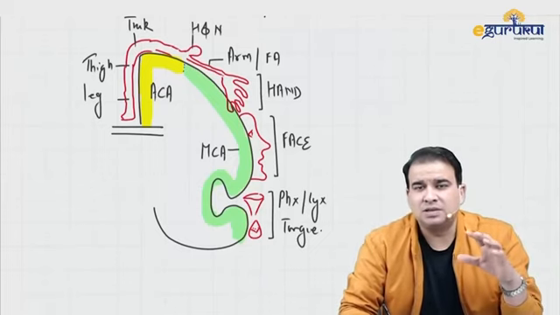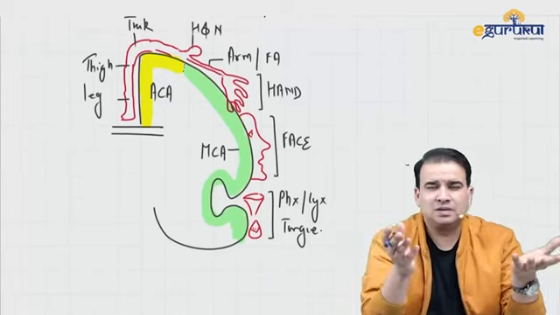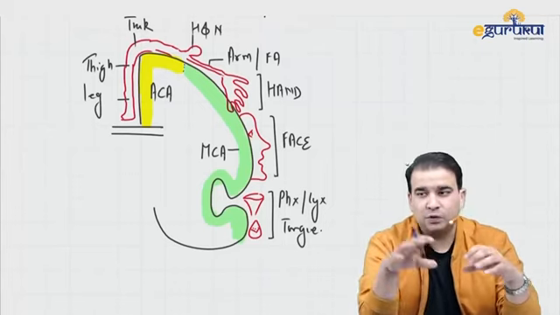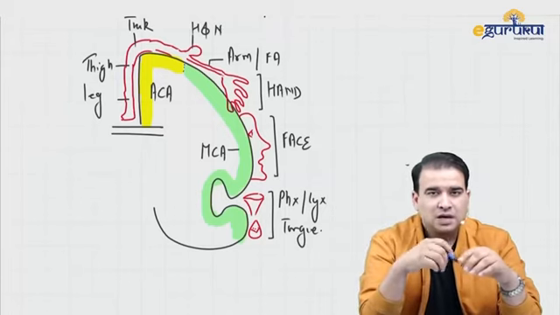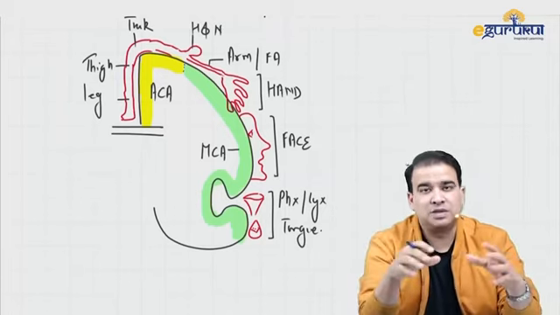So this is about the sensory and the motor homunculus, and it's very, very important, although it looks like a simple representation only. But if you know the areas, the blood supply, and the homunculus, when you start doing those questions you will find that a lot of questions can be done just by knowing this.